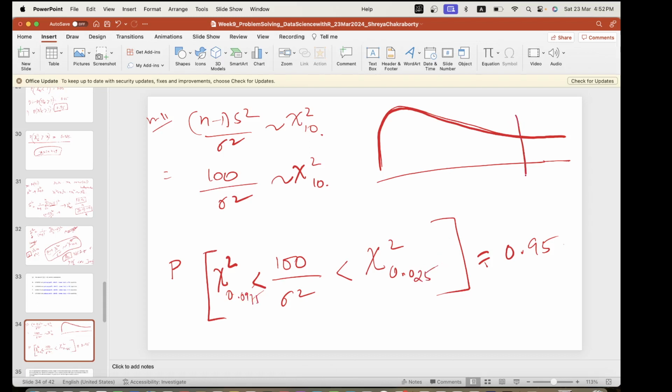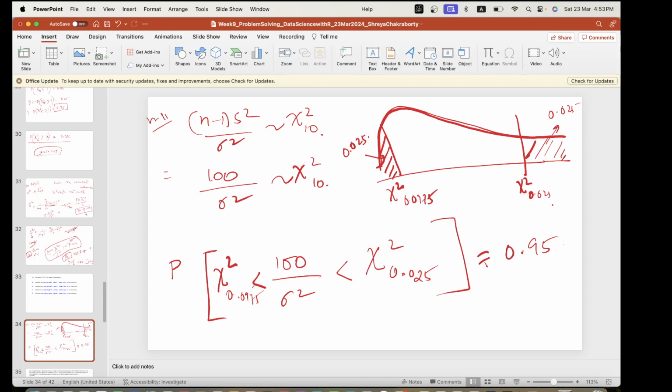So this point is chi-square 0.025. This area is 0.025. And this point is chi-square 0.975, such that this lower area is 0.025. You got the notation, right?